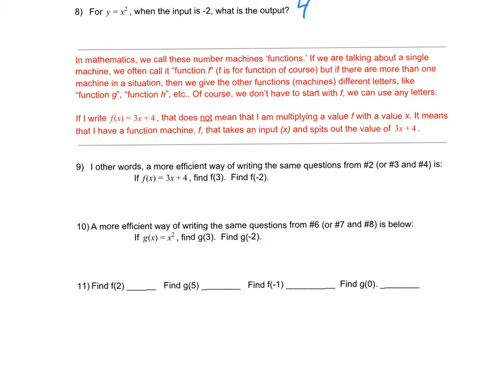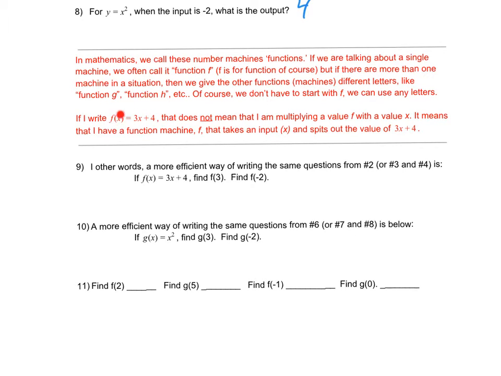All right, so we call these machines functions. If we're talking about a single machine, we often call it function f. F is for function, of course, but we can use any letter we want. We don't have to just call it f. We can sometimes call it g, we can call it h, we can call it anything we want. So we can write it, f of x equals 3x plus 4. All right, that's how we say this one out loud. F of x equals 3x plus 4.